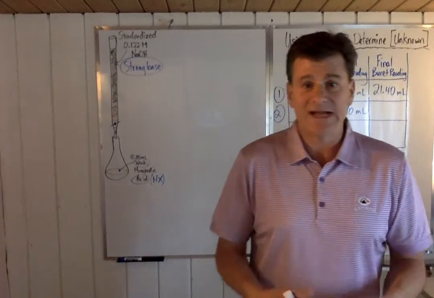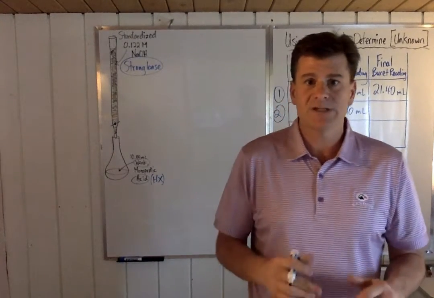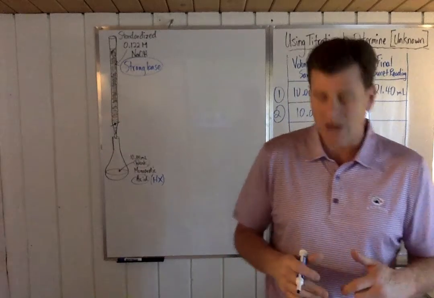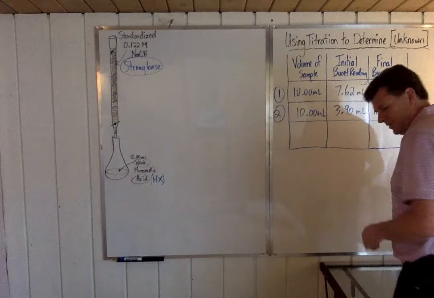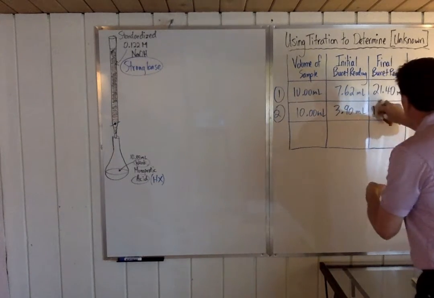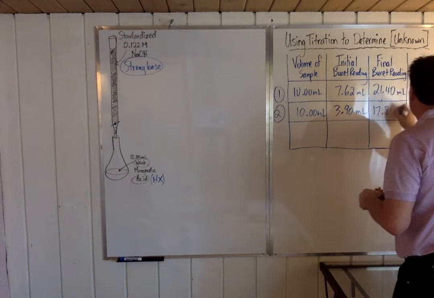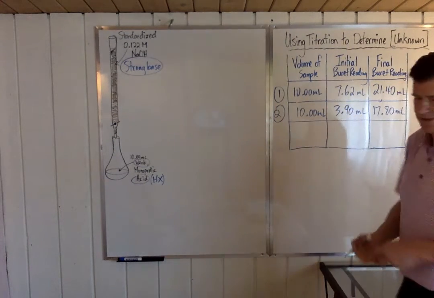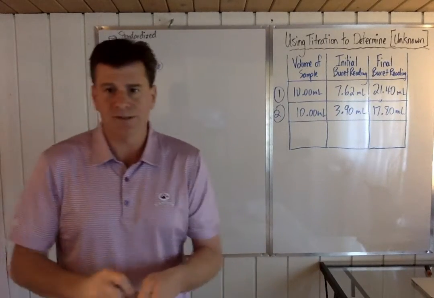So we do this second trial. We go the exact same thing. I get down to the quarter drop and I rinse it in. And oh, there's my persistent pink in there. I'm done my second trial. Let's pretend that one is 17. Whoops. I said 17 and wrote 18. 17.80 milliliters.